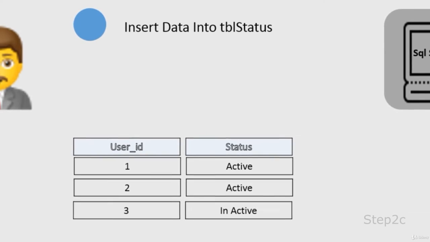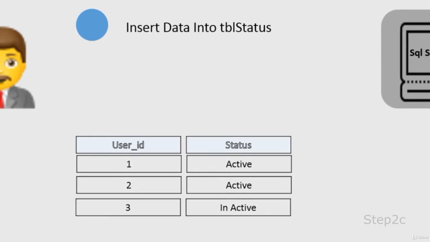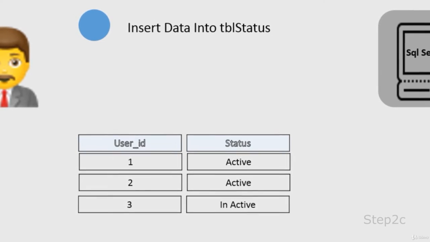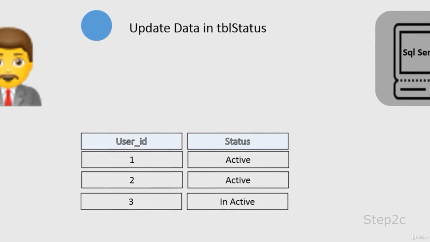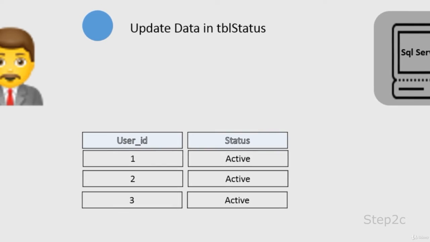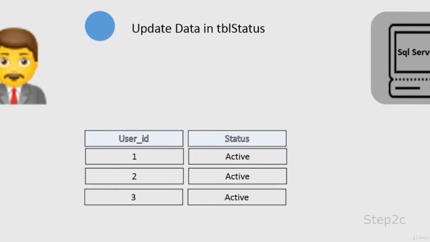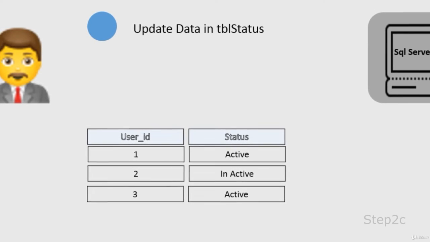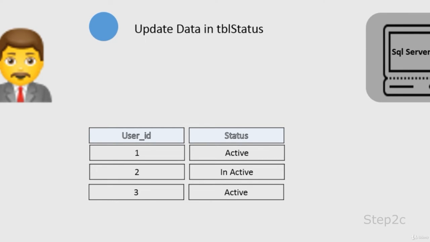Then try to update the value. Say if you insert some value into the table, try to update the value. Right now we have user ID 1 and 2 as active, then 3 as inactive. Edit the user ID 3 as active, then edit the value of user ID 2 as inactive. So try to write this script by using SQL.